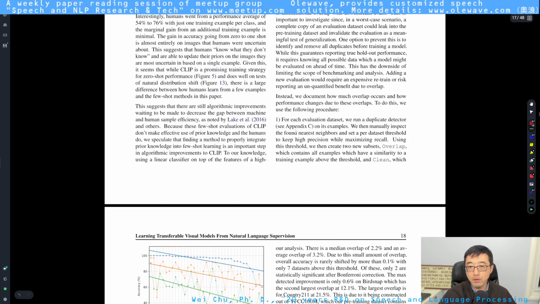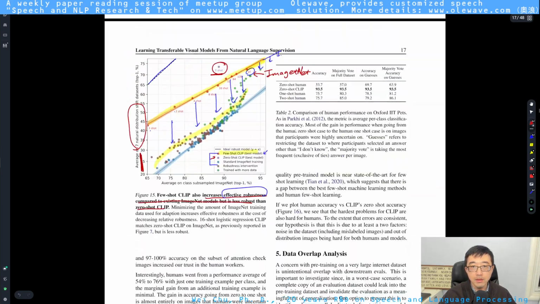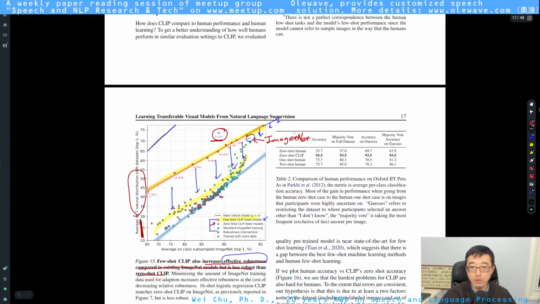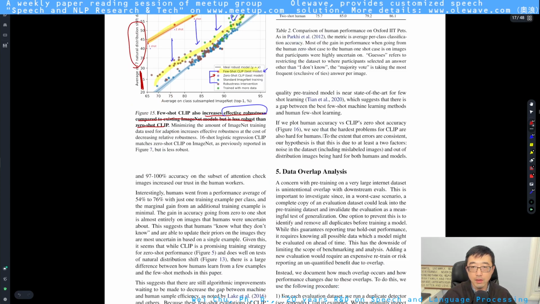Well, I think the general purpose of this section, the comparison to human performance, was just trying to say that the zero shot CLIP model is indeed better than not only zero shot but also one shot, and few shot human performance.